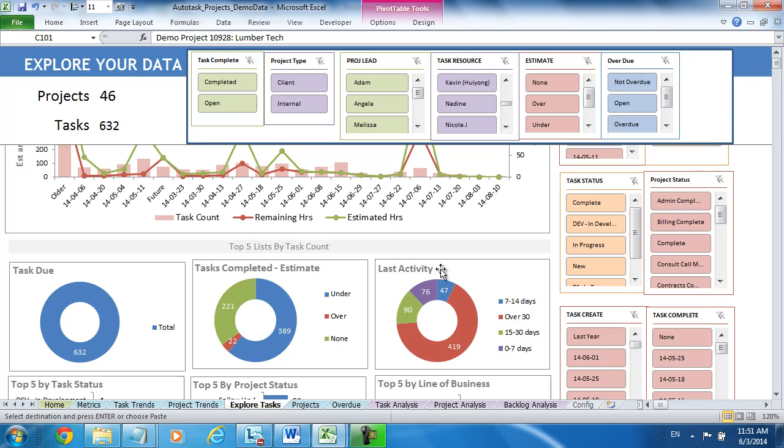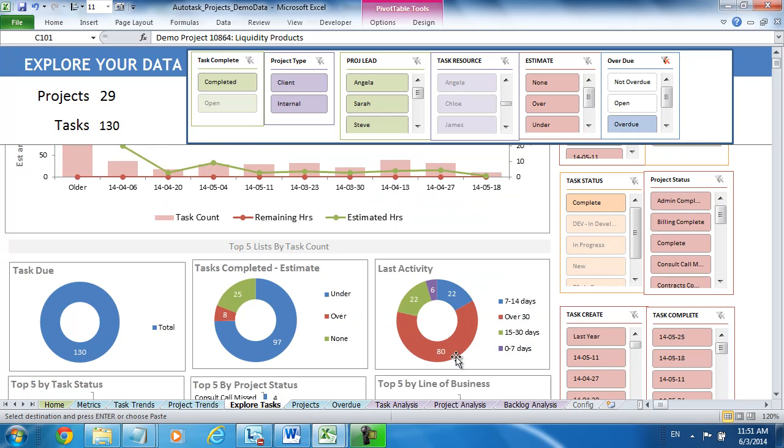I see tasks by last activity. So of the tasks that are currently, maybe I want to say tasks that are currently overdue, how many of them have had activity? So of the 130 tasks that are currently overdue, I can see that 80 of them haven't had any activity in the last 30 days. And I often look at something that's overdue and ask, am I actively working on it?